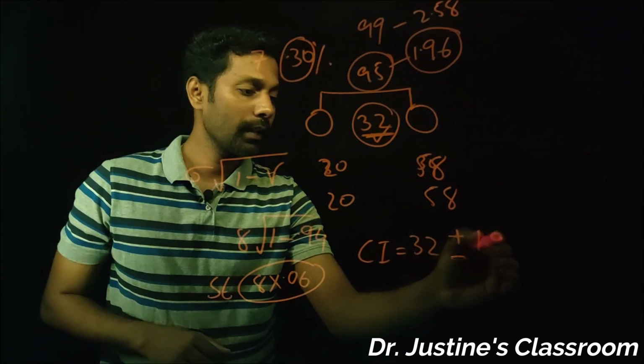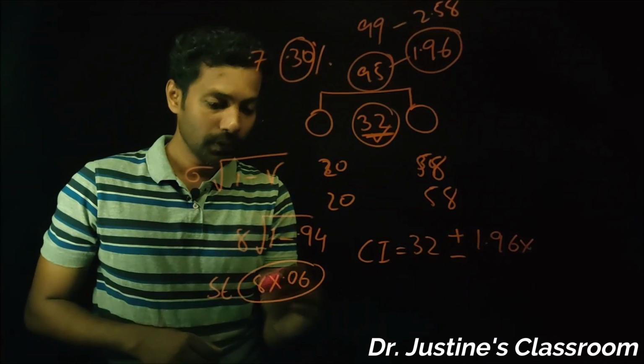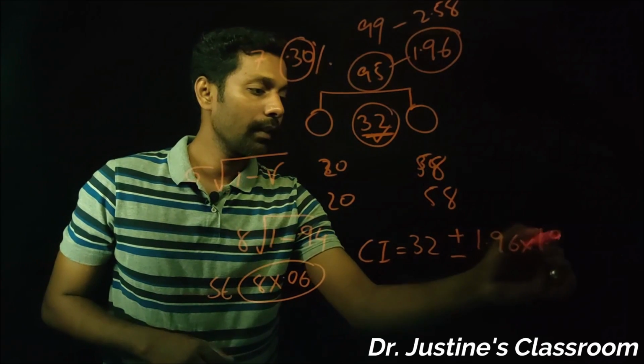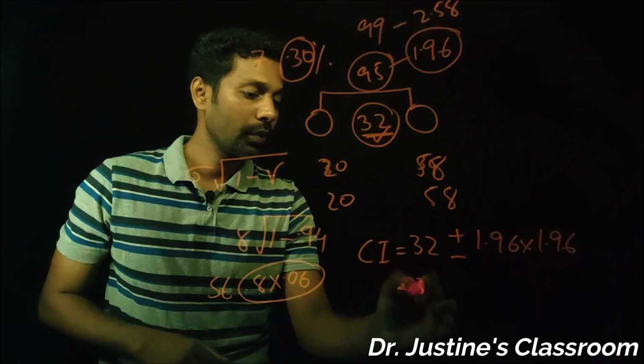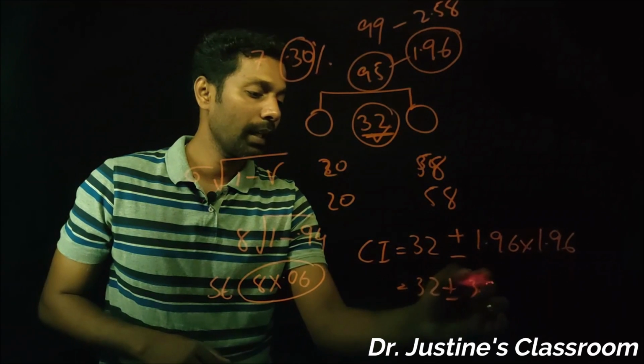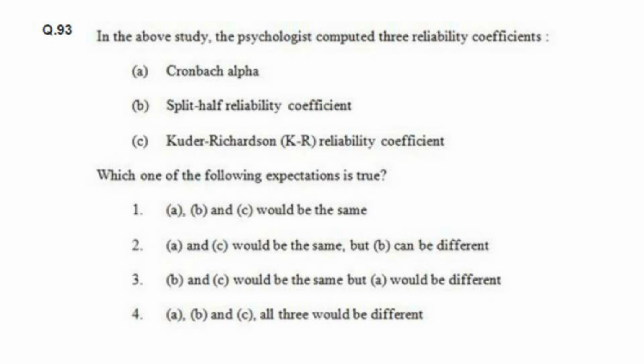So 1.96, and this value will also be nearby 1.96. This must be 32 plus or minus 3.8, some score like this. So let us look into the option, the fourth option, 32 plus or minus 3.84. That must be the right answer. Now look into the next question.